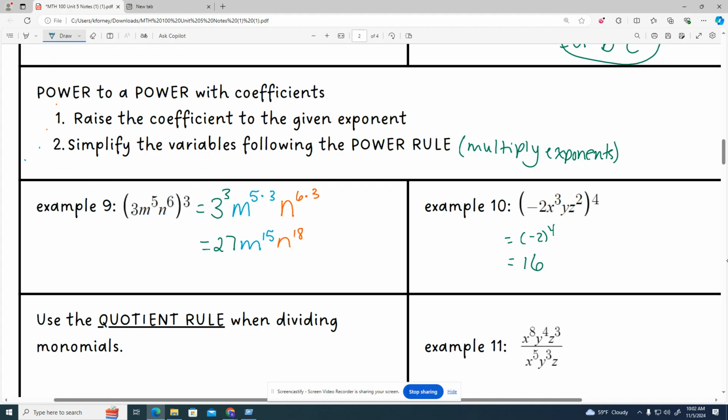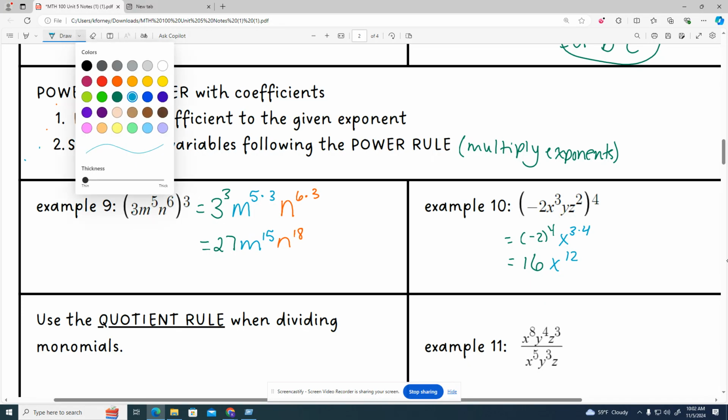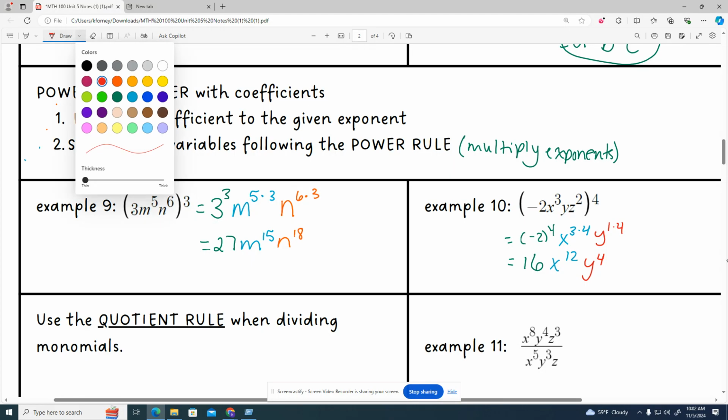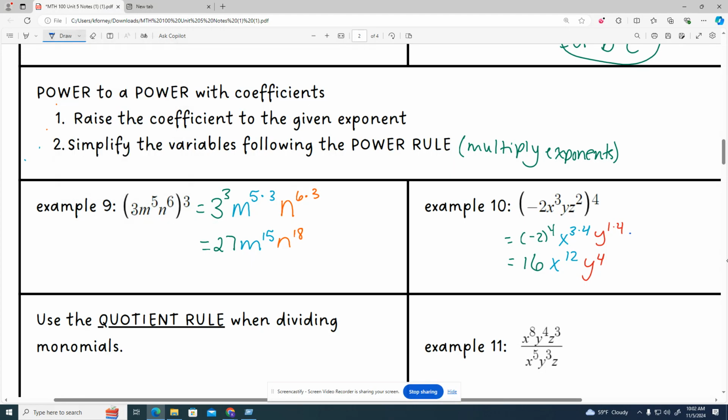All right, now looking at our variables. x cubed raised to the 4th would be x to the 3 times 4, which is 12. Now, for the y, that's 1 times 4, which is 4. And then lastly, z squared raised to the 4th is z to the 8th power.